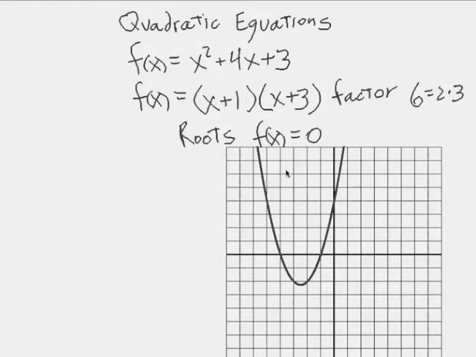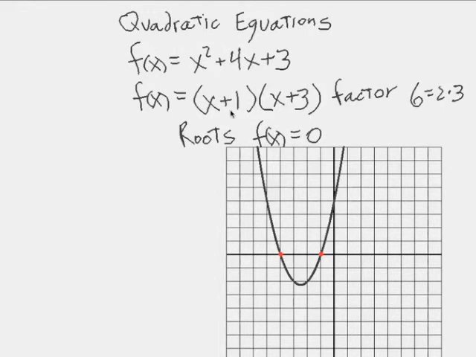And when you graph a quadratic equation, you get a parabola, this thing that looks like an upside down St. Louis arch. Notice that its value is 0 at these 2 points, where x is equal to -1 and x is equal to -3. And these are the roots. If I put in -1, I get back 0. If I put in -3, I get back 0.